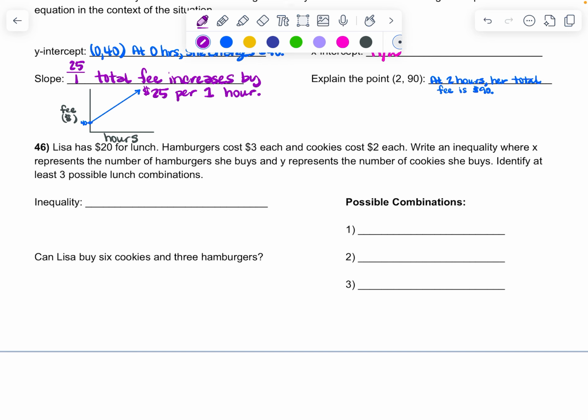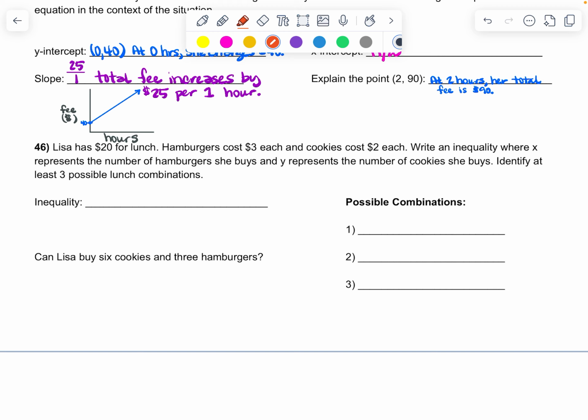All right, number 46, our last one. Lisa has $20 for lunch. Hamburgers cost $3 each and cookies cost $2 each. Write an inequality where X represents the number of hamburgers she buys and Y represents the number of cookies she buys. Identify at least 3 popular lunch combinations.